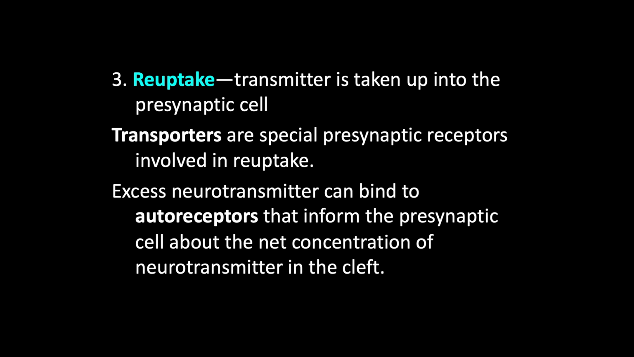Excess neurotransmitter can also bind to autoreceptors that inform the presynaptic cell about the net concentration of neurotransmitter in the synaptic cleft and can lead to changes in release. In the case of dopamine, that would be the dopamine D2 autoreceptor. These are also heteroreceptors that exist postsynaptically, but they also occur as autoreceptors presynaptically. And if you activate a D2 receptor, you see less dopamine being released.